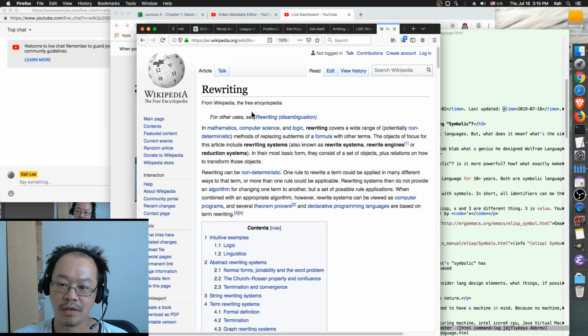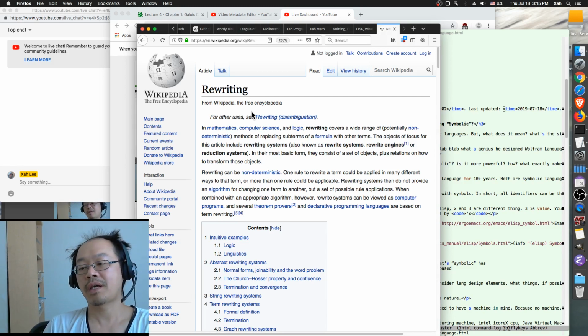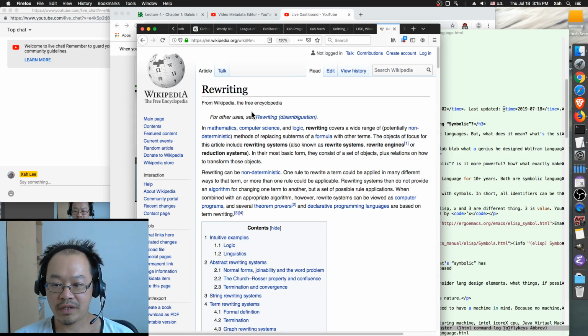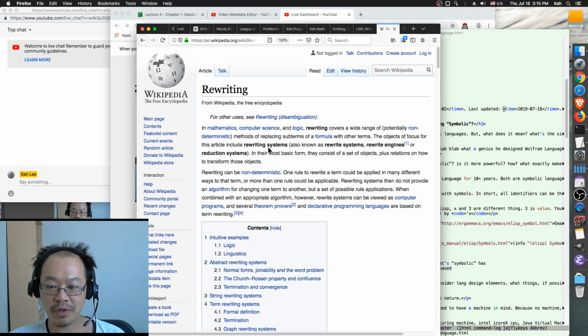So it says, in mathematics and computer science and logic, rewriting covers a wide range of potentially non-deterministic methods of replacing subterms of a formula with other terms. The objects of focus for this article include rewriting systems. In their most basic form, they consist of a set of objects plus relations on how to transform those objects.